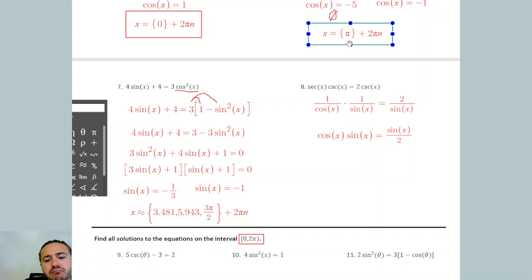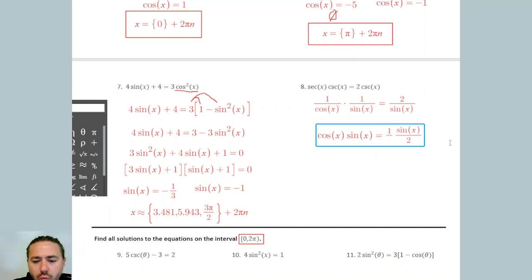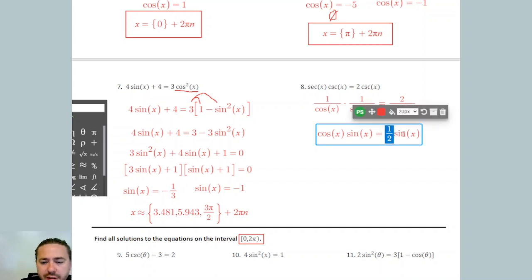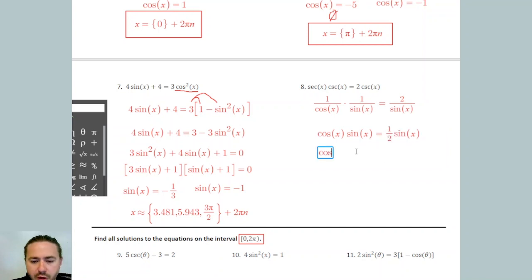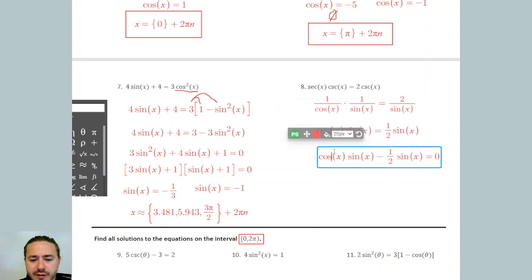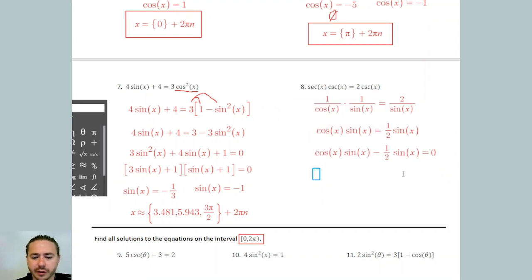Well, I'm going to rewrite this as 1 half sine of x, instead of sine of x divided by 2. And I'm going to subtract this from both sides. That'll give me cosine x sine x minus a half of sine x equals 0. From here, I can factor out a sine x as a GCF, not the zero product property. And so I've got sine x times cosine x minus 1 half. And now I can set each of these equal to 0 and solve them individually.